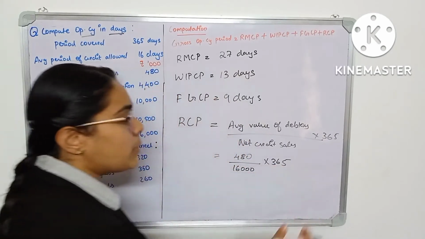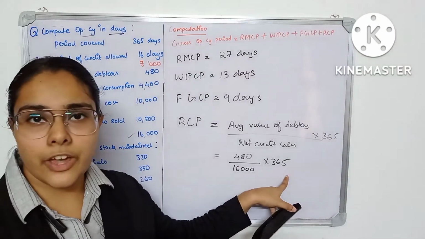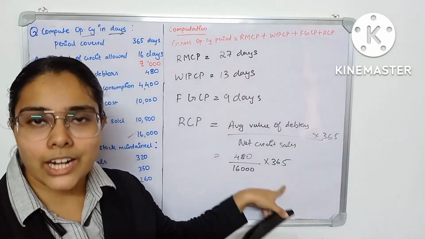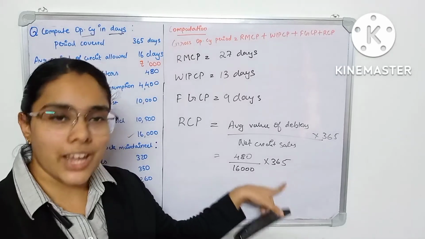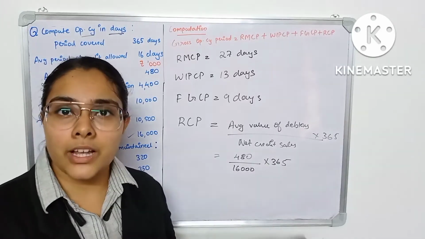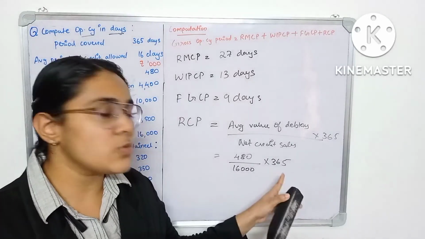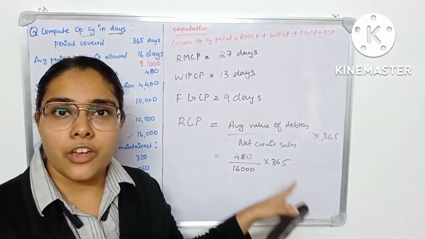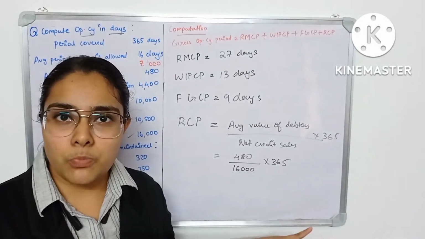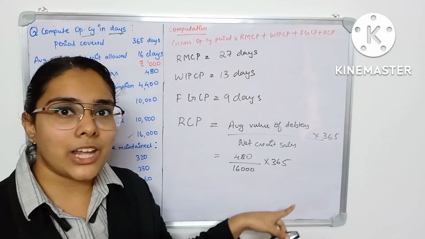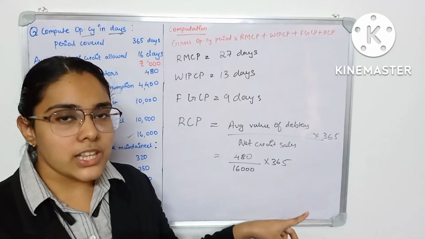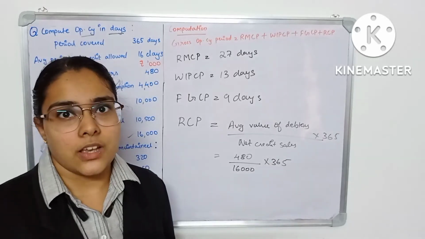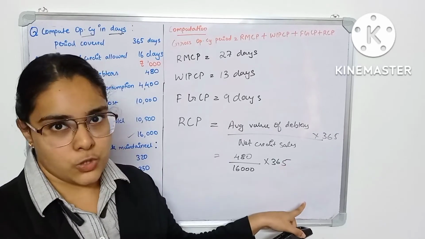Why are we multiplying it with 365? This is because we have to calculate the conversion period in terms of days. If it was in terms of months, you would multiply it with 12, and if you were to calculate the conversion period in terms of weeks, you would multiply it by 52, since in a year we have 52 weeks.